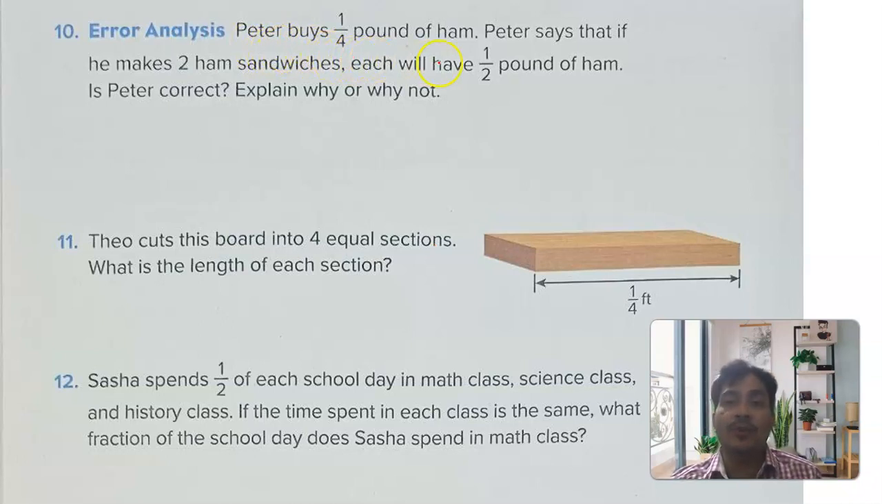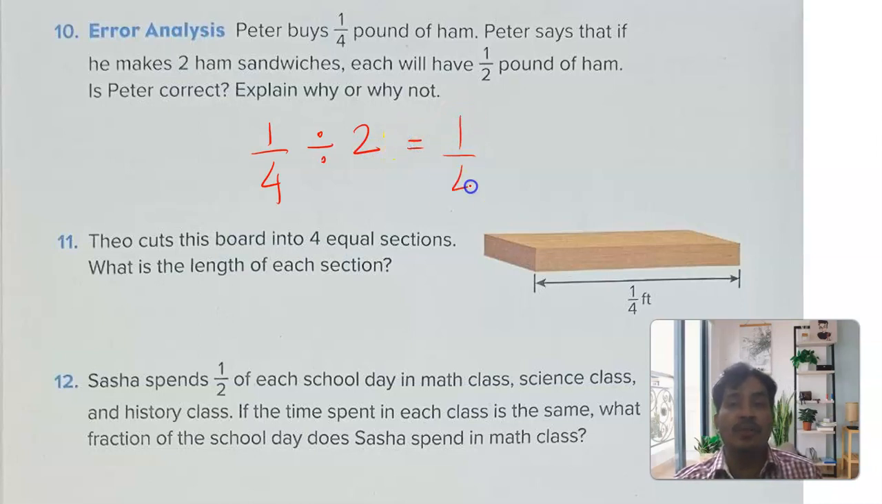Peter buys 1/4 pound of ham. Peter says that if he makes 2 ham sandwiches, each will have half a pound of ham. Is Peter correct? So basically he is dividing 1/4 of the ham between 2 sandwiches. He's going to divide it between 2 sandwiches.